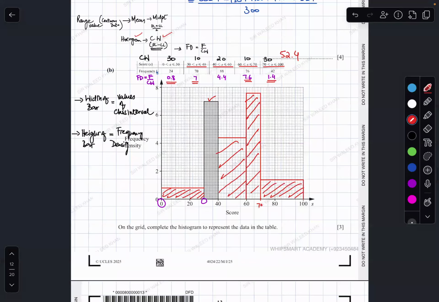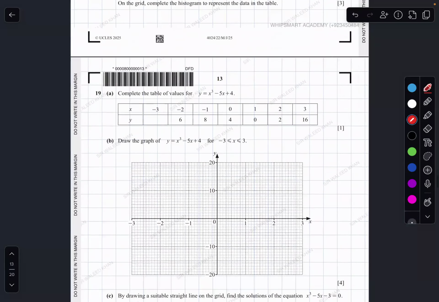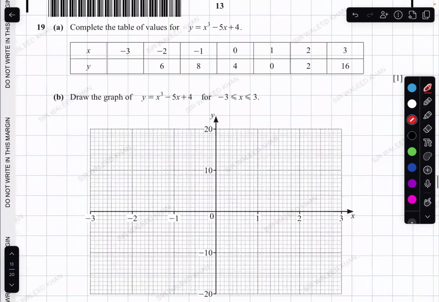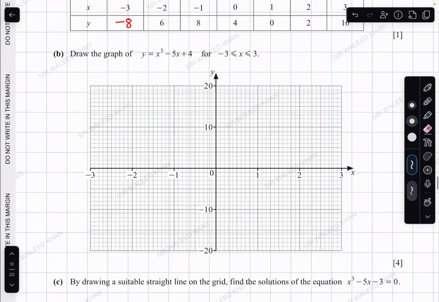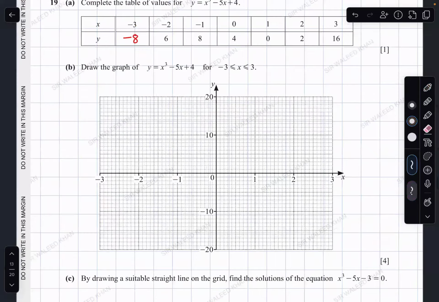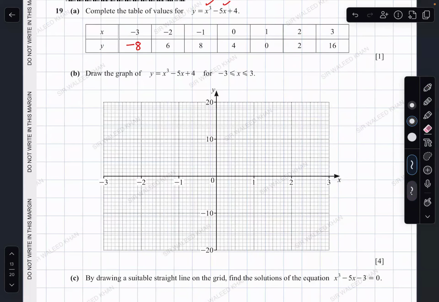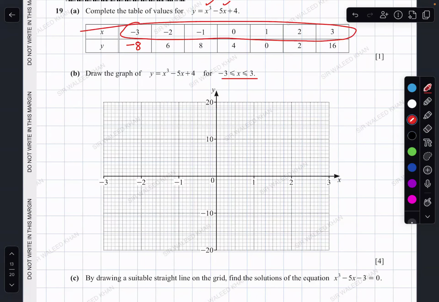Next, question number 19, complete the table of values for this. So we are just going to replace -3 instead of x. So the answer should be -8. Draw the graph for this from -3 to 3. This over here just means that for the value of x from -3 to 3.